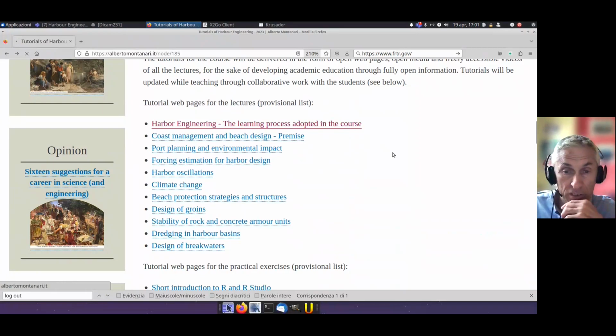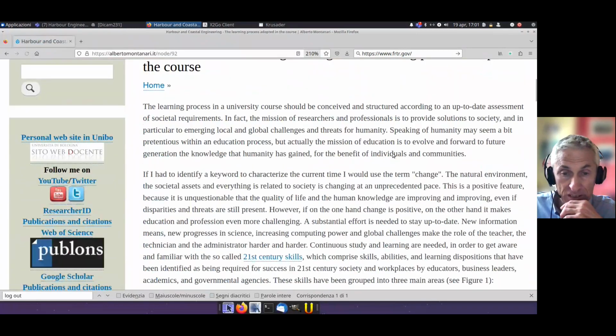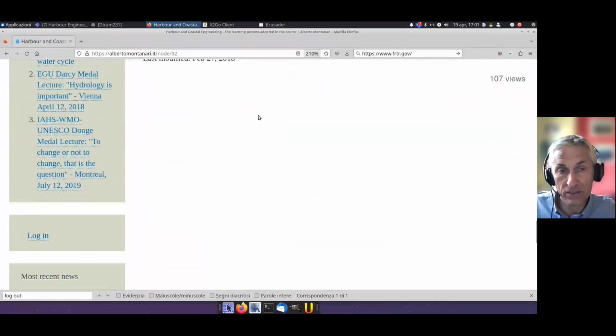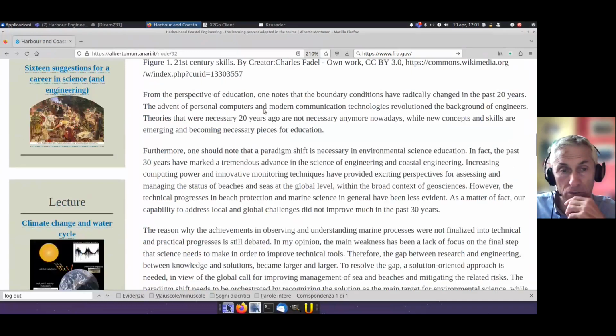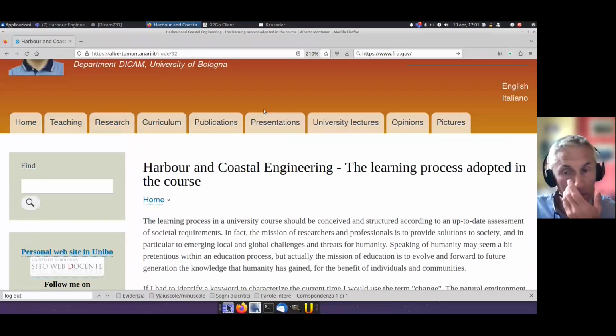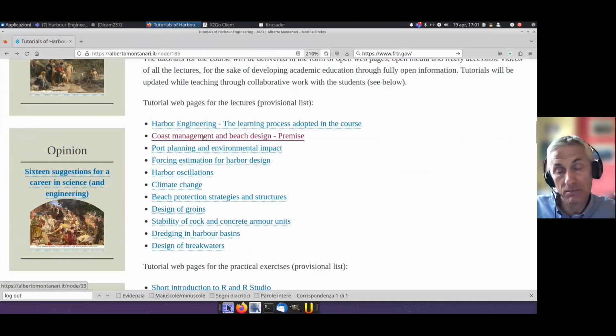So first of all, the first link is not relevant for preparing your exam. I think it is a relevant information. The first link is titled Harbour and Coastal Engineering, the learning process adopted in the course, as you may remember. I think it's relevant, but not for the exam. And in general, not for your specific background in harbour engineering.